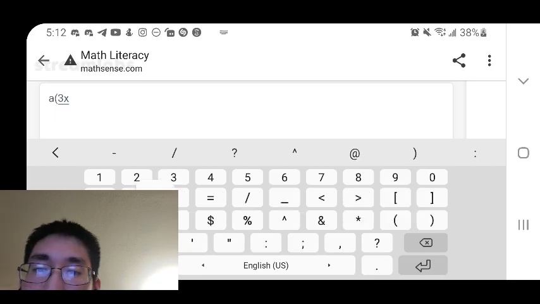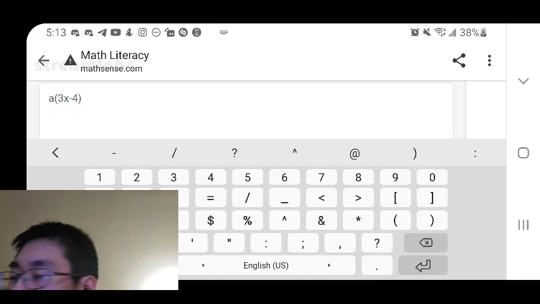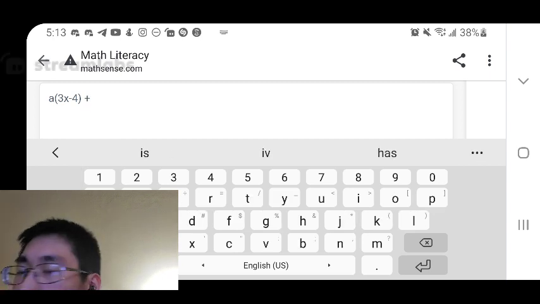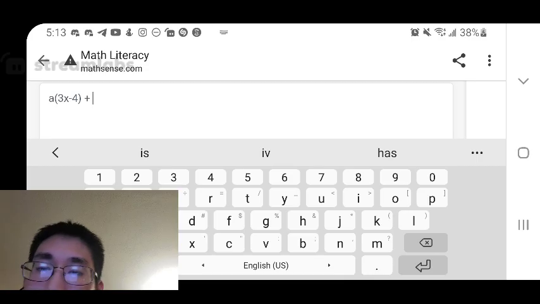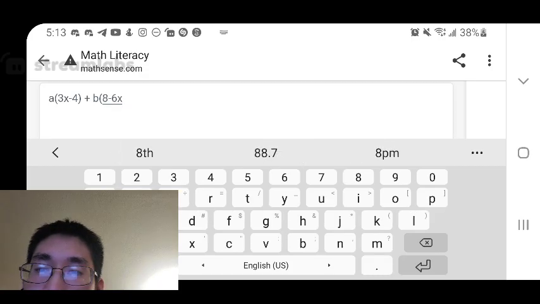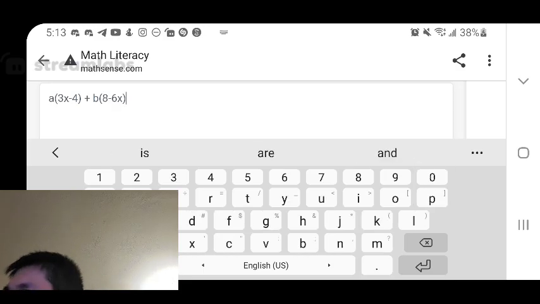3x minus 4. Where's the plus? A times 3x minus 4 plus b times 8 minus 6x. Wait, that's not the right x. A times 3x minus 4 plus b times 8 minus 6x.